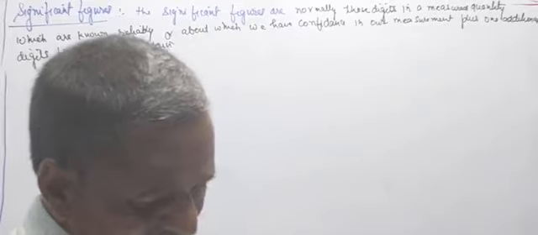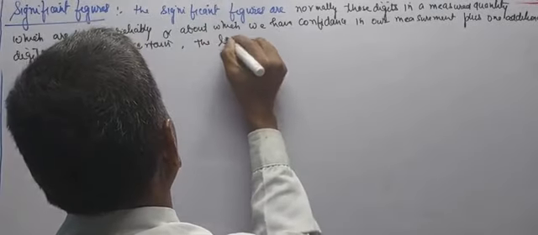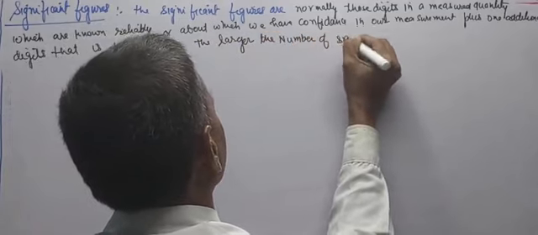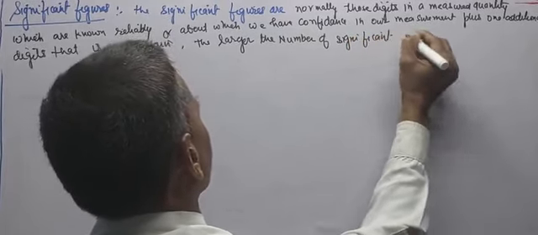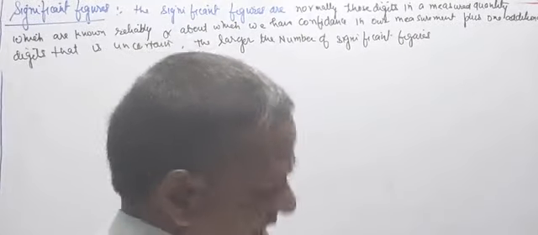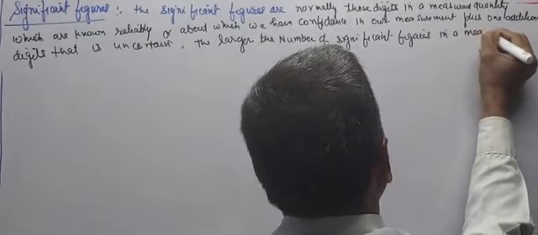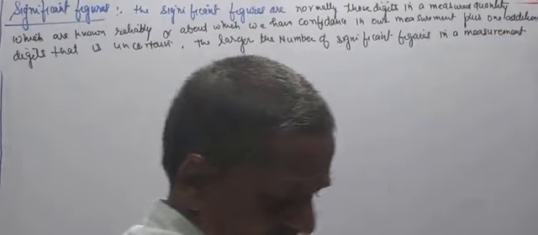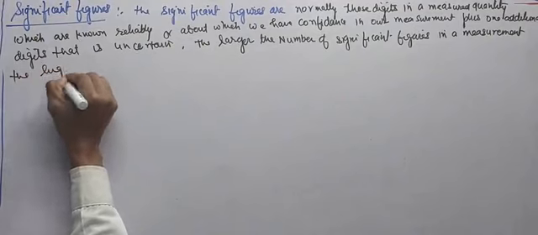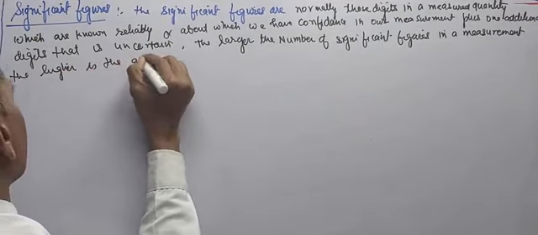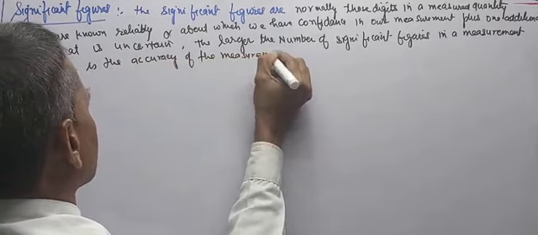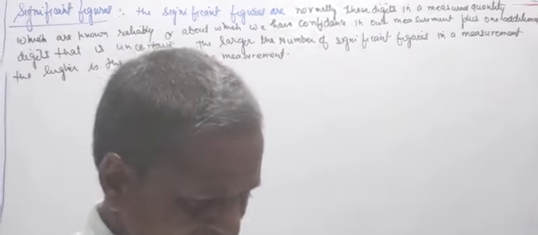The larger the number of significant figures in a measurement, the higher is the accuracy of the measurement.